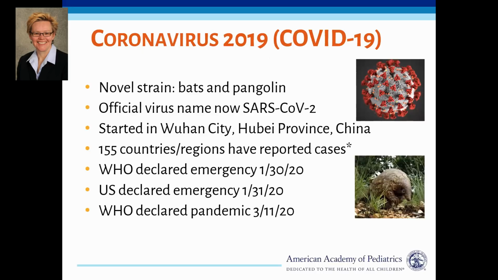The World Health Organization declared an emergency at the end of January. The U.S., a day later, declared an emergency. And then on March 11th, the World Health Organization declared that COVID-19 was a pandemic.